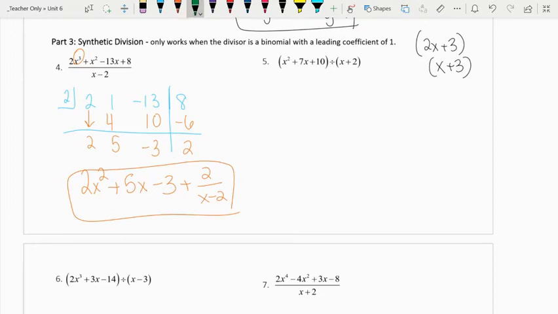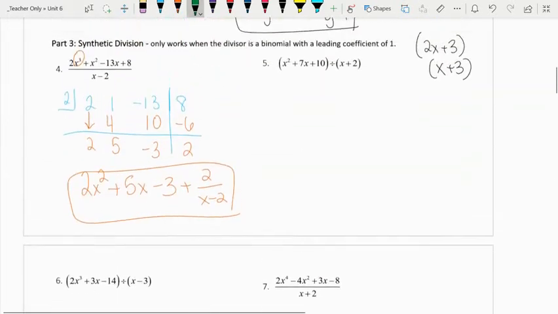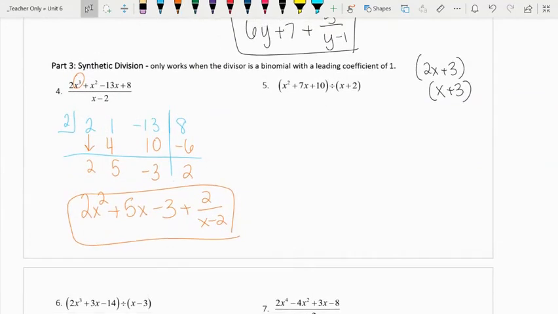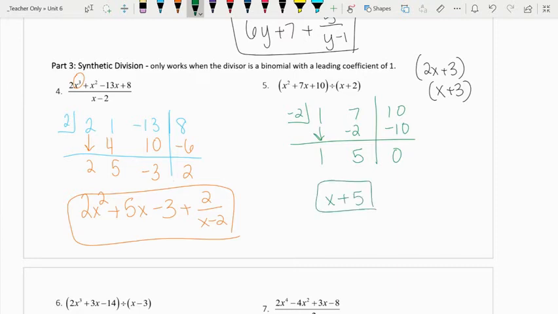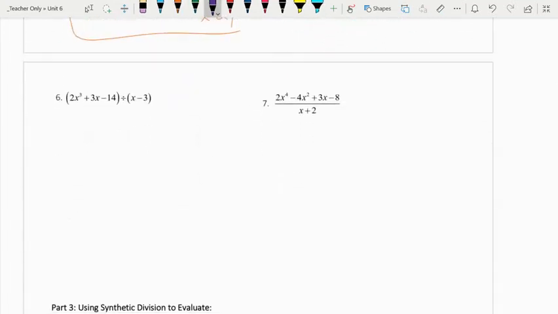Okay, so again, I would try out 5, 6, and 7 before I work these out. All right, so setting it up kind of fast, we have negative 2, we have 1, 7, 10. Drop it down, we get negative 2, 5, negative 10, and 0. So obviously with this being 0, you've seen this on your homework, your final answer is just x plus 5. And that actually means that this is one of the factors of that, and this would be the other one if we were to factor. That happens anytime that you have 0 as the remainder.